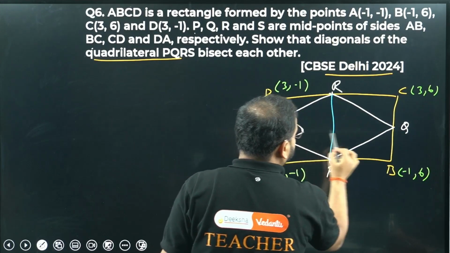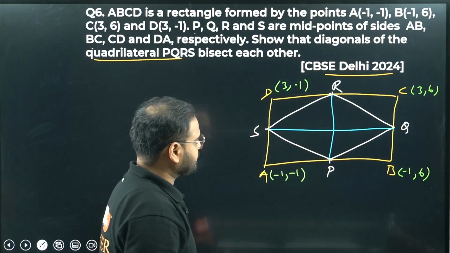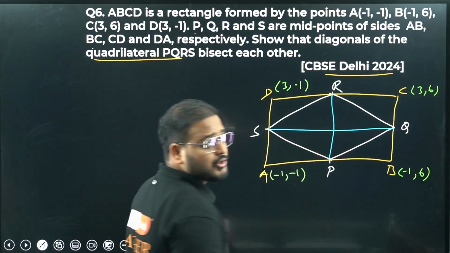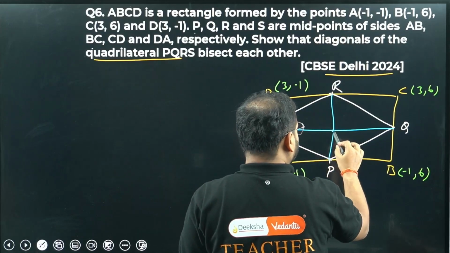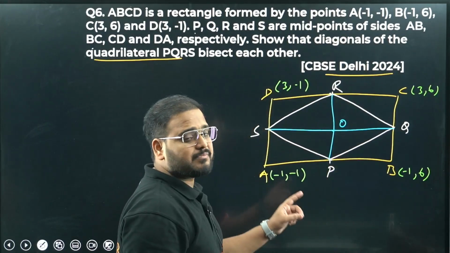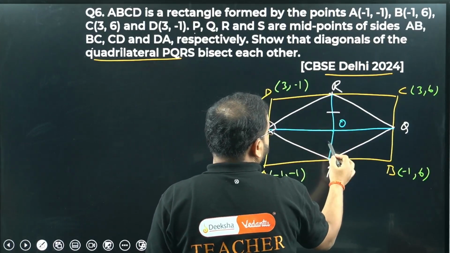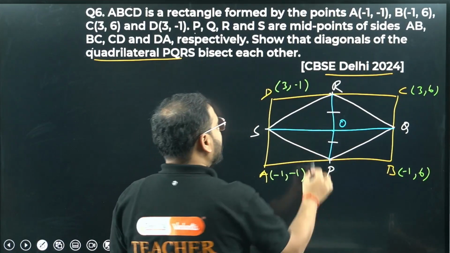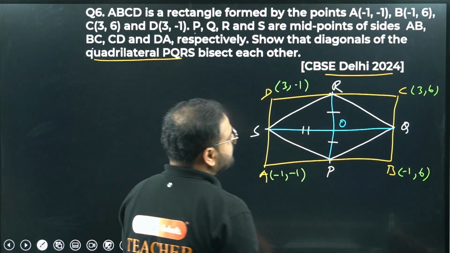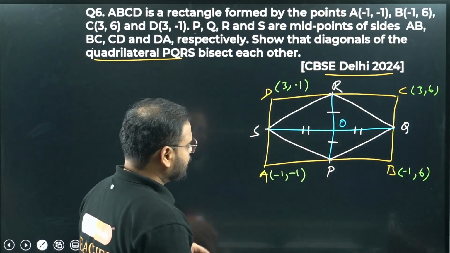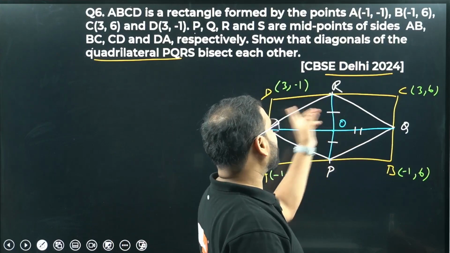PR and QS, they're asking what? They bisect each other. It means there's a point here which is O, and O is the midpoint of both these diagonals given like this. Means OR equals OP and OS equals OQ. Correct? But to prove that, I need the coordinates of PQRS.